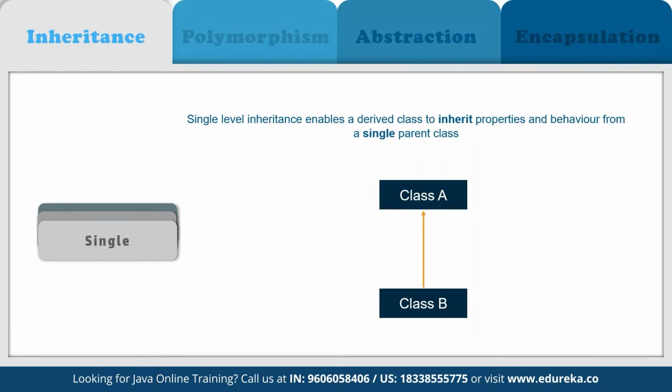So this basically enables a derived class to inherit the properties and behavior from a single parent class, as you can see, class A. This in turn enables code reusability as well as adding new features to the existing code. So here class A is our parent class and class B is our child class, which is going to inherit the properties and behavior of the defined parent class, right?